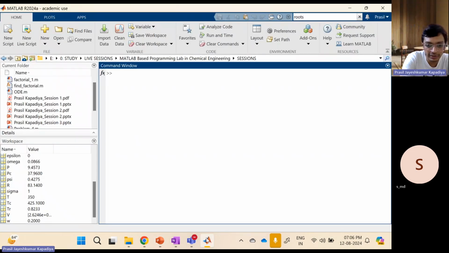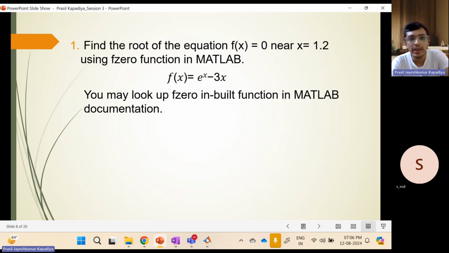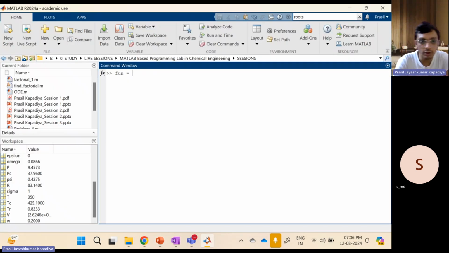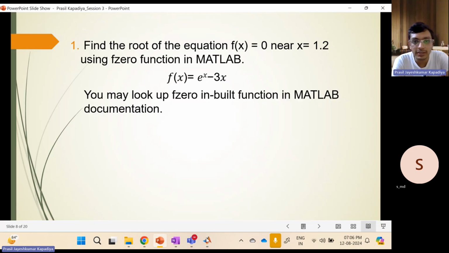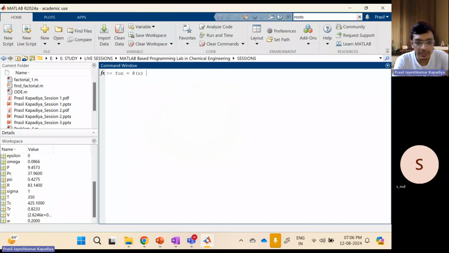So what I will do, I will write my function in terms of x. So I will write function is equal to at the rate of x, sorry, it's small x. You can even write it capital X, it doesn't matter. E raised to x minus 3x. So e raised to x is written as exp. So exp of x minus 3 into x. So this is my function.